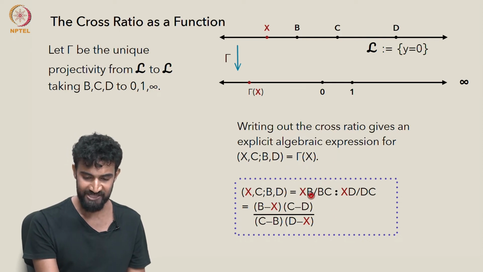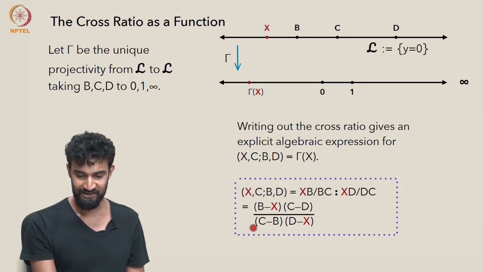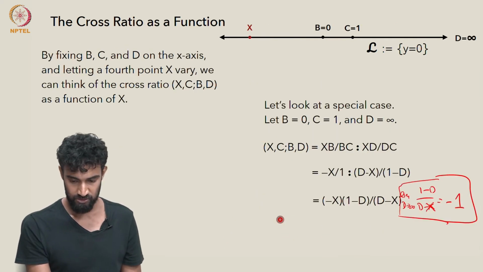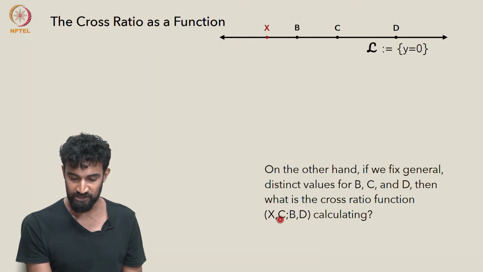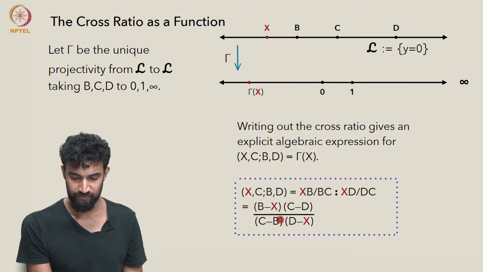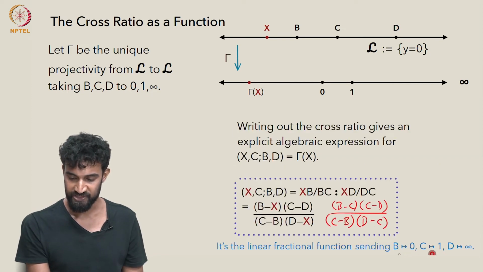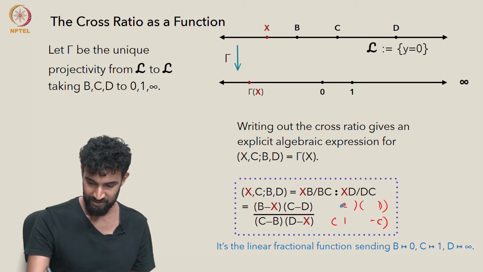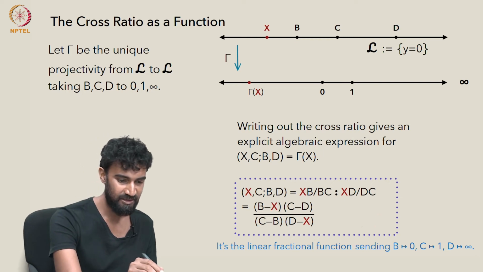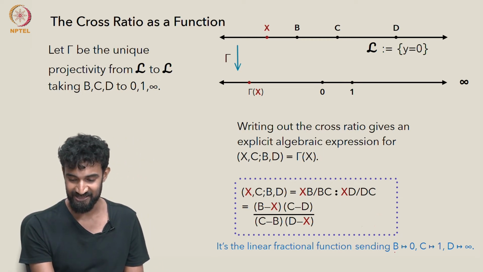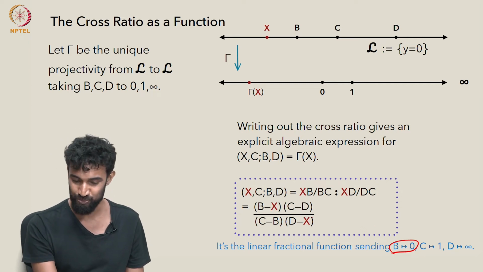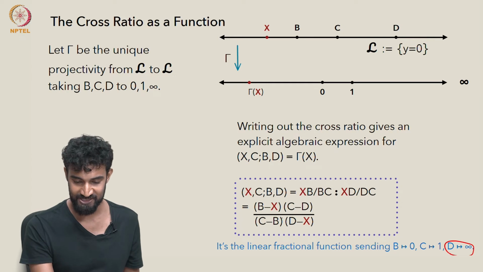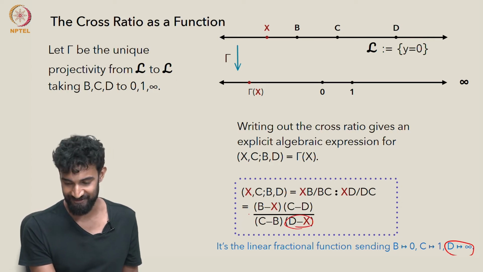And we can see that indeed this is a linear fractional function that sends b to 0, c to d, and d to infinity. One way to see that is just to write it. So it's easy to see that b goes to 0. If we substitute b in for x, we get a 0 here. On the other hand, if we substitute d in for x, we get a 0 in the denominator. So this expression goes to infinity.